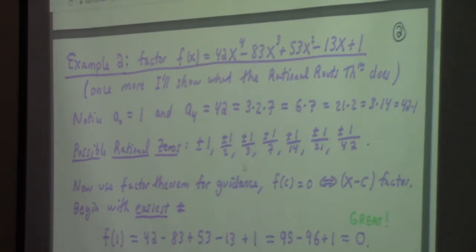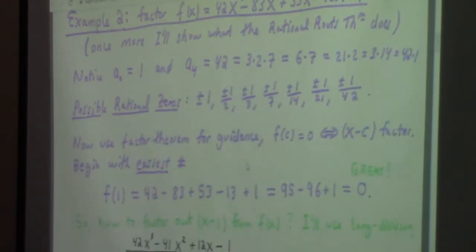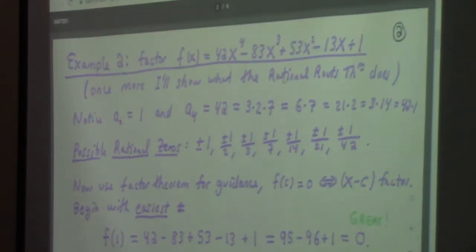And again, we're going to use the factor theorem for guidance. We're going to look, are any of these 0? If they're 0, then we know there's a factor. So I start with the easiest one, which is 1. And this time, it paid off. F of 1 actually is 42 minus 83 plus 53 minus 13 plus 1, which works out to 0. So that means we can factor out x minus 1 from this polynomial.